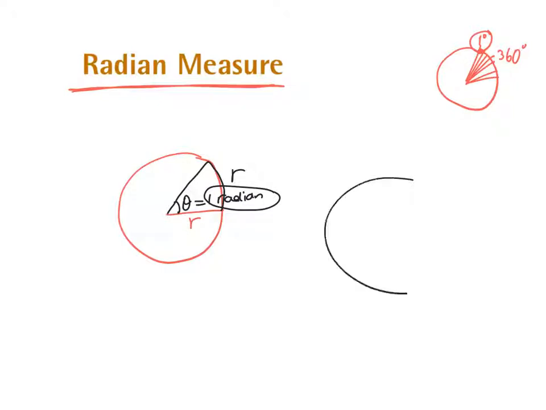So let's say we have a circle with a radius of 5 centimeters. If we travel 5 centimeters along the circle, right here, and I stop, the angle that's created in between is 1 radian.